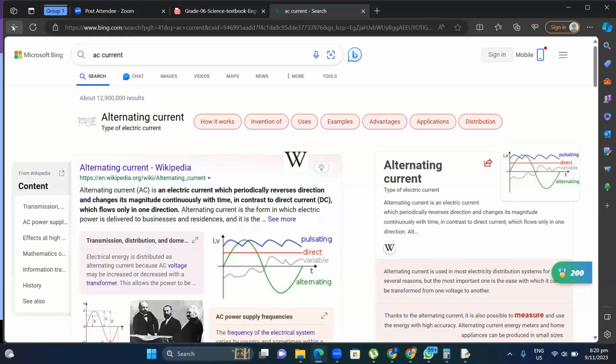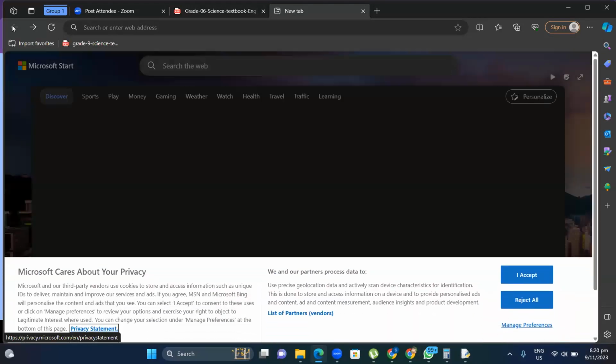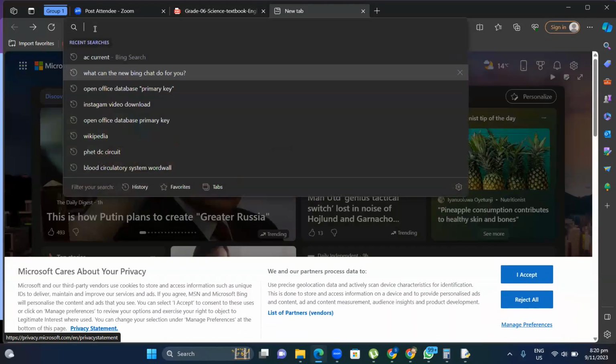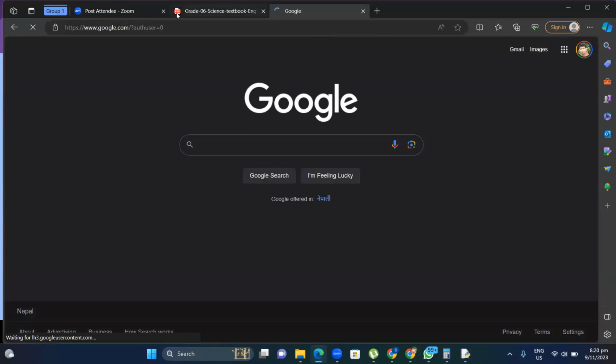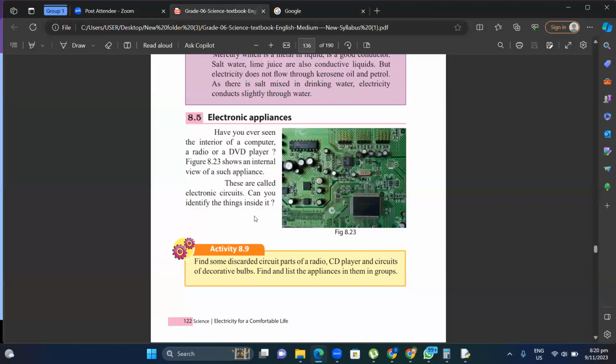So filament bulbs can work with AC current, but if it is an LED bulb, it will blink, because when the current goes in one direction it will light up, but in the other direction it will turn off. So most of the appliances at home work with AC current, but some work with DC current. They are used when you're using power packs and so on.